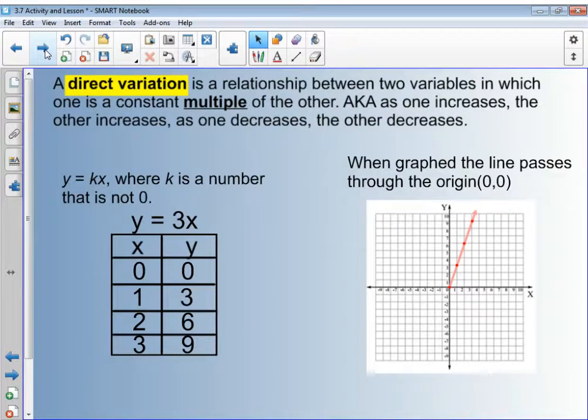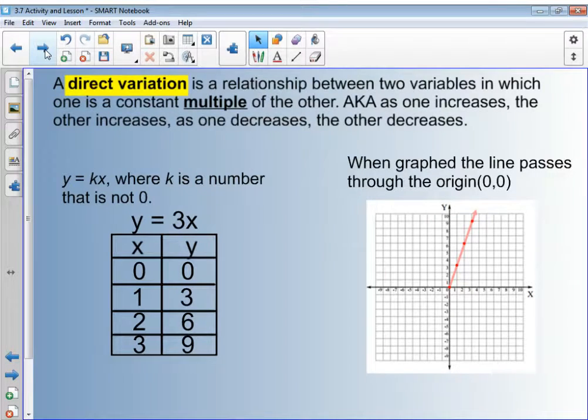So when we look at a table or a set of numbers, in order to have a direct variation, it has to follow the format of y equals kx, where k is a number that is not zero. That's what we call the constant number. In our activity for this lesson, that was our slope, or the change that was constantly changing from one point to the other.